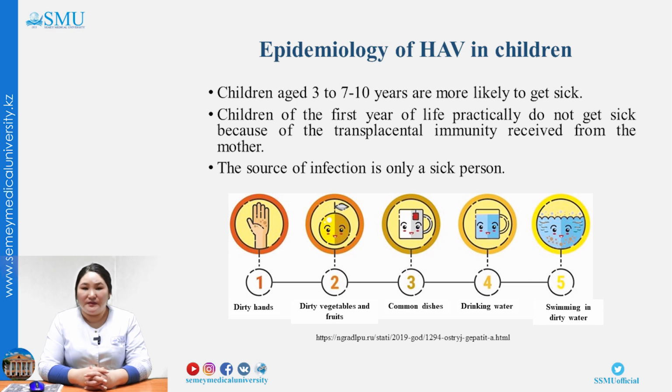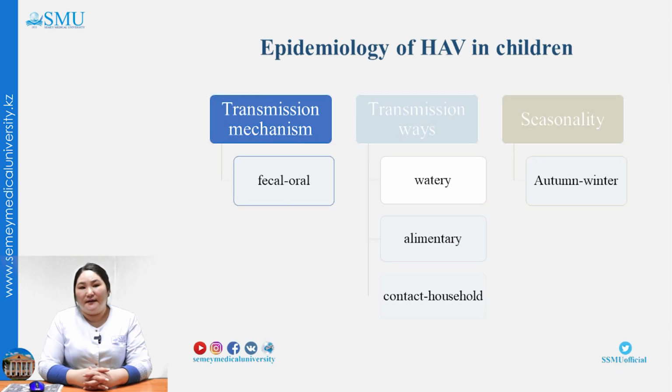This is an anthroponotic infection, the source of infection is only a sick person to a healthy person. The transmission mechanism is fecal-oral, by these ways. First is waterborne, by contaminated water. Next, alimentary, eating contaminated fruits and vegetables. Next, household or contact ways, for example using common dishes, or swimming in dirty water. And the disease has seasonality, mostly in the autumn-winter period.